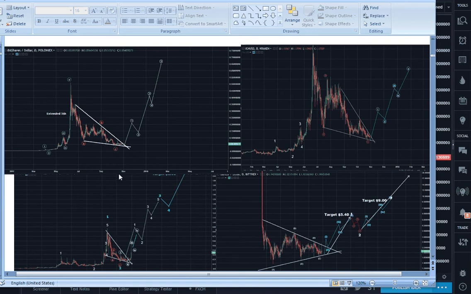The other pattern that we've been seeing is the cup and handle. We saw how bullish that was for Zencash, and we're seeing the same cup and handle for Steemit. And I think Steem will go to 4 by mid-January or so, and then well into 2018, maybe $14.